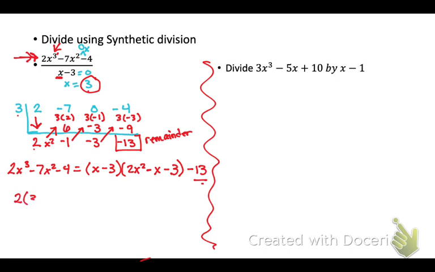So 2 times 3 cubed minus 7 times 3 squared minus 4. Now this isn't horrible, but do you see how this could get really bad to have to plug something in? Would synthetic division be a quick way to actually evaluate a number? Okay, so this is 27 times 2, so that's 54. And then 9 times 7 is 63, so that would be 54 minus 63 minus 4, which would be negative 13.